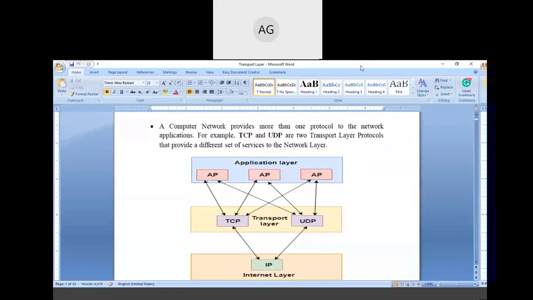So our computer network provides more than one protocol for the network application. For example, TCP and UDP are the two transport layer protocols that provide a different set of services to the network layer. So in this unit, we are going to study in detail the transmission control protocol and the user datagram protocol. These two protocols, TCP and UDP, we are going to discuss in detail in this unit.